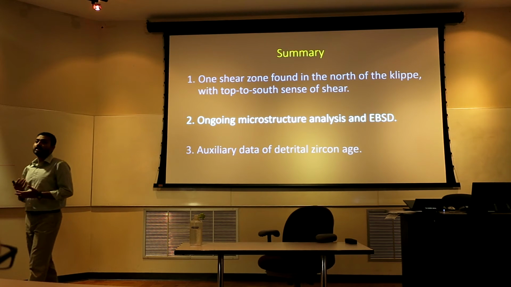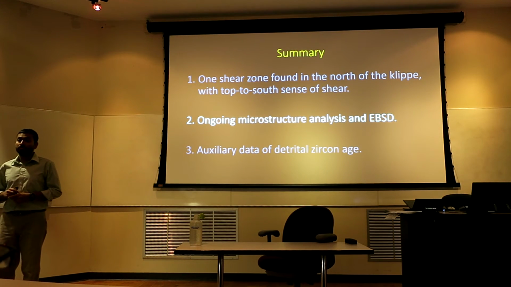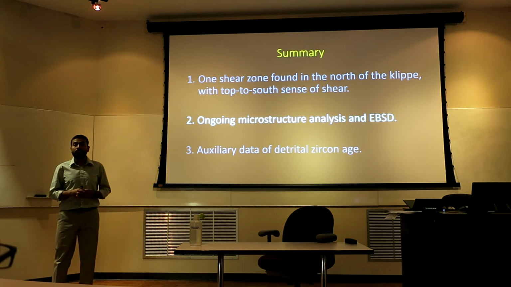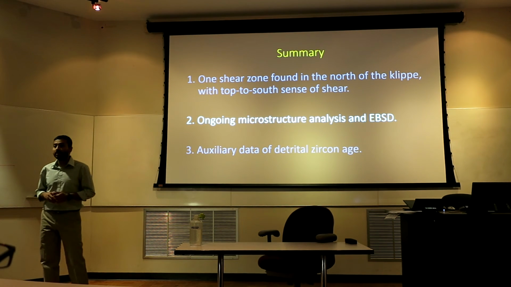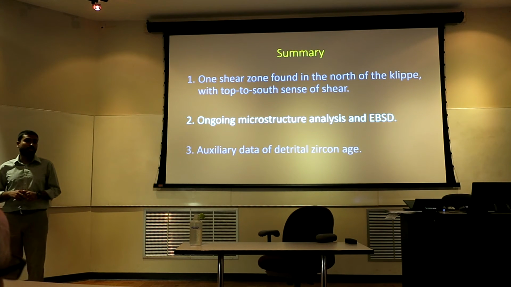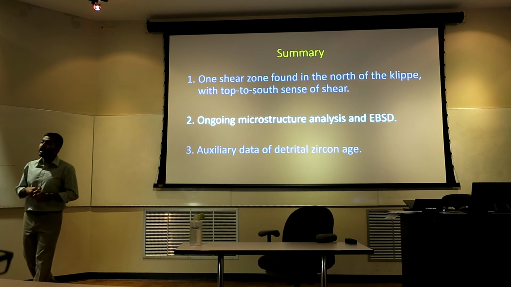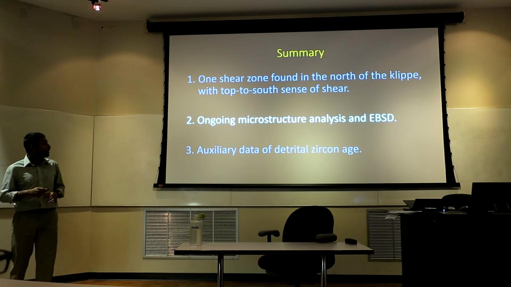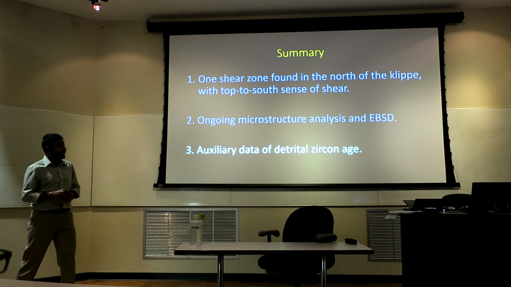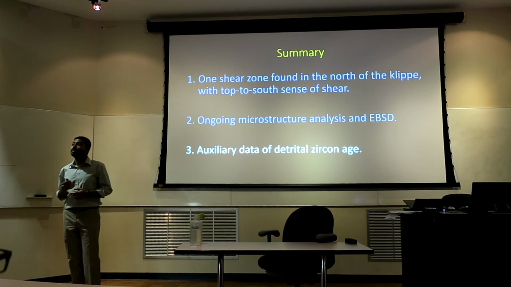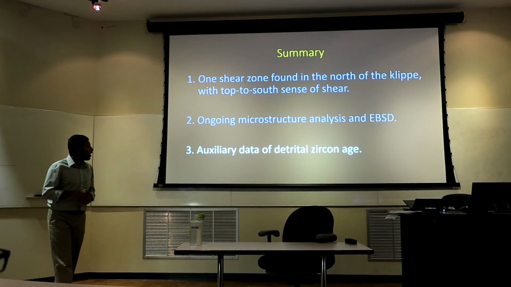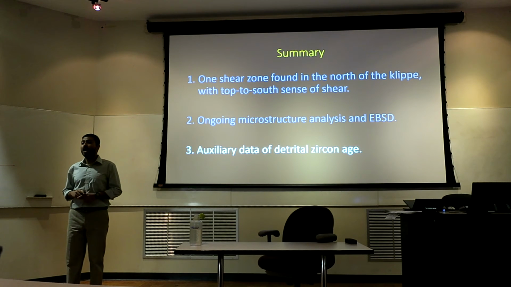What EBSD does is get the C-axis rotation of the quartz grains, and from that we'll be able to identify any kind of crystal scale shear, if there were any. We're doing that to make sure that one of the shear senses wasn't overprinted by the other one, because two of them merged somewhere north of the klippe. And we'll also try to get some auxiliary data for detrital ages from the locations where Shubho didn't have any data. This would give us a better spatial extent of the ages that we have from this region.